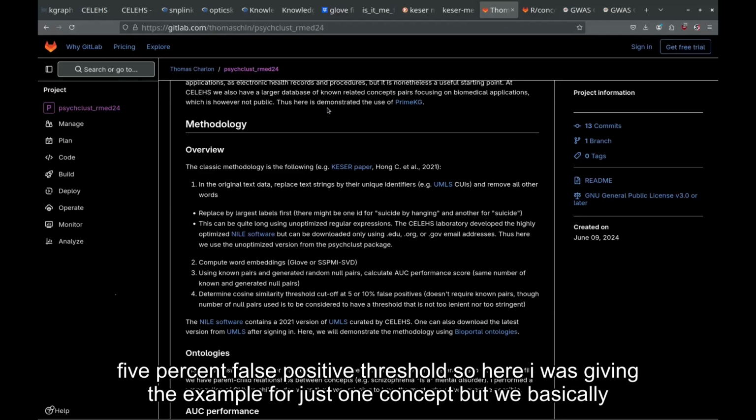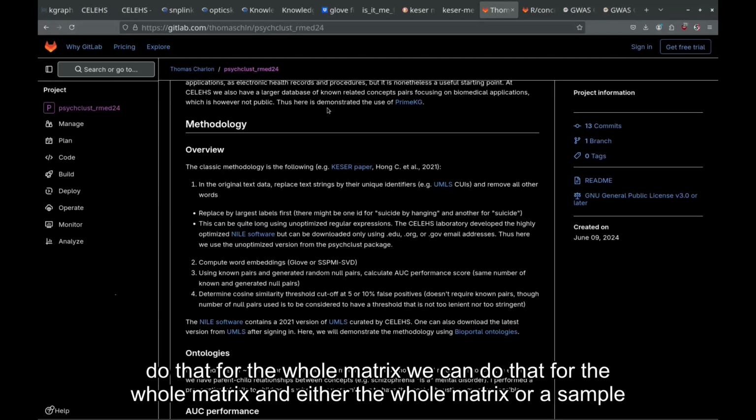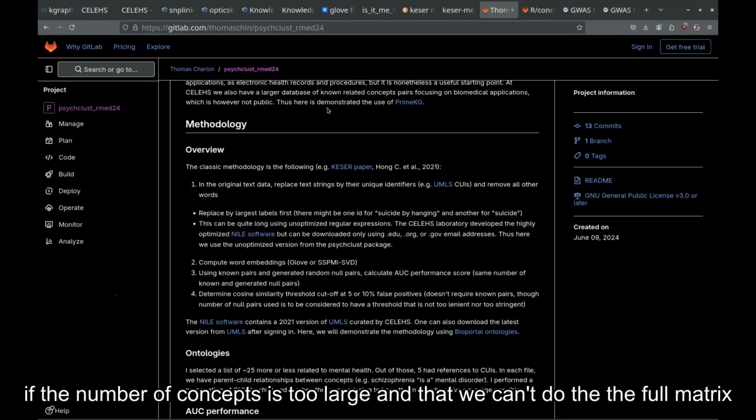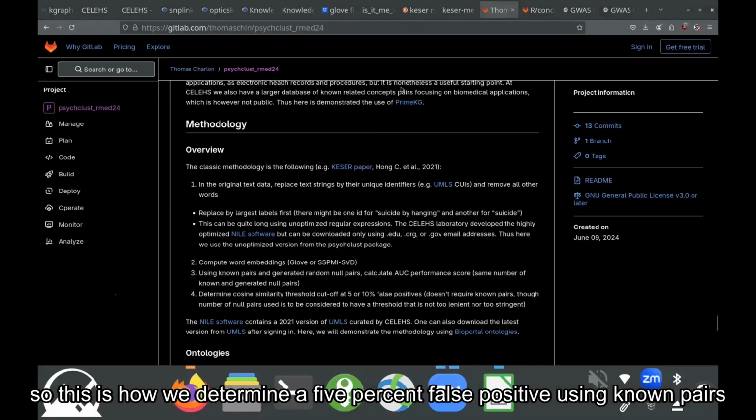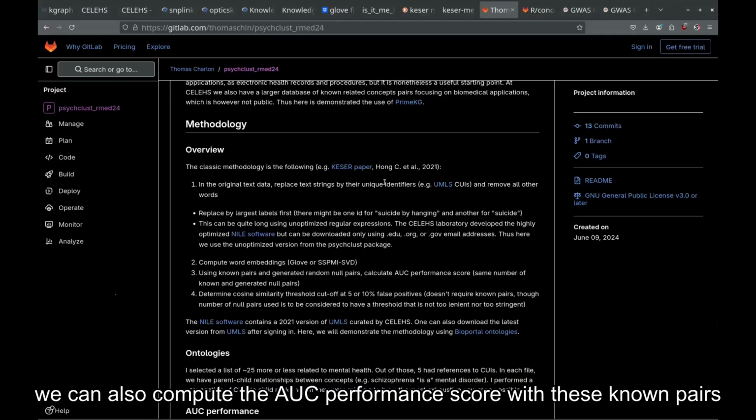So here I was giving the example for just one concept, but we basically do that for the whole matrix. Or either the whole matrix or a sample, if the number of concepts is too large and we can't do the full matrix. So this is how we determine a 5% false positive using known pairs.